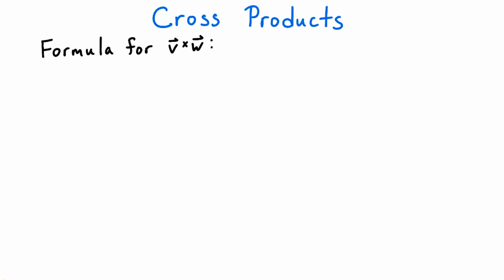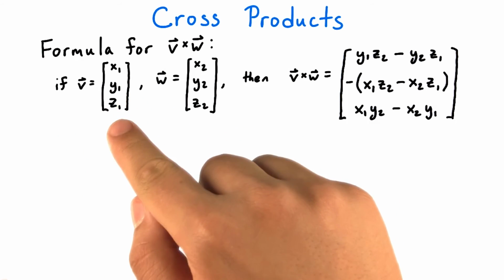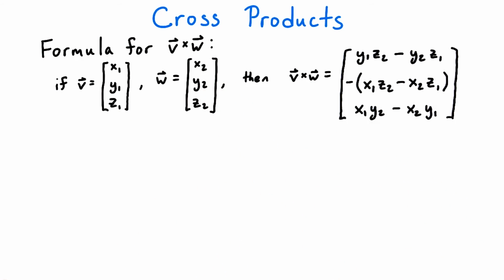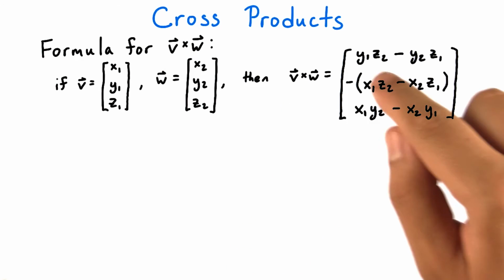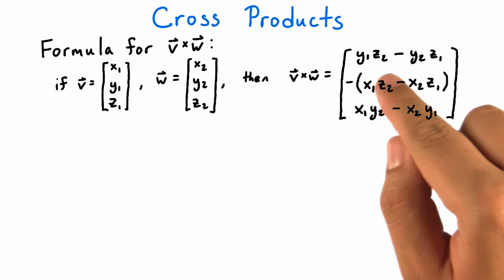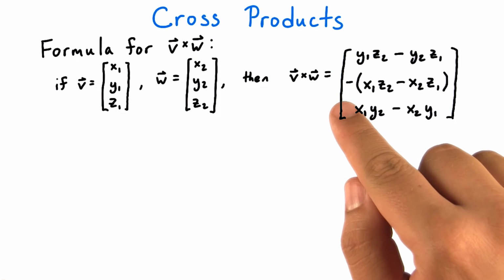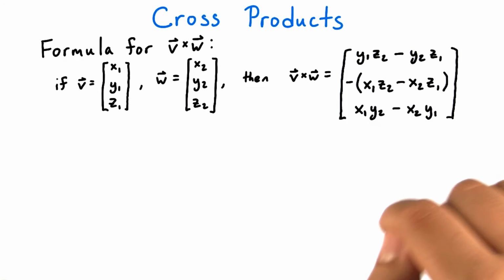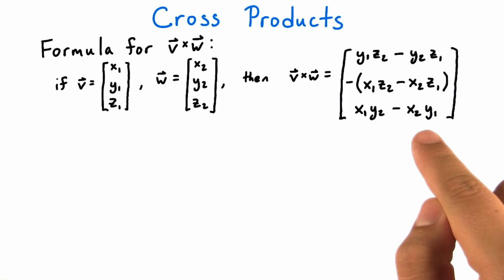Again, all this is great, but it's of little use to us without a practical formula for the cross product. So, given vectors v with coordinates x1, y1, z1, and w with coordinates x2, y2, z2, here is such a formula. The cross product of v and w is the vector, first coordinate, y1 times z2 minus y2 times z1, second coordinate, the negative of the quantity x1 times z2 minus x2 times z1, and the third coordinate is x1 times y2 minus x2 times y1.